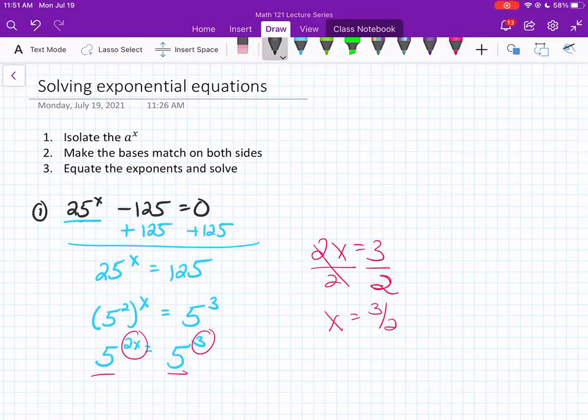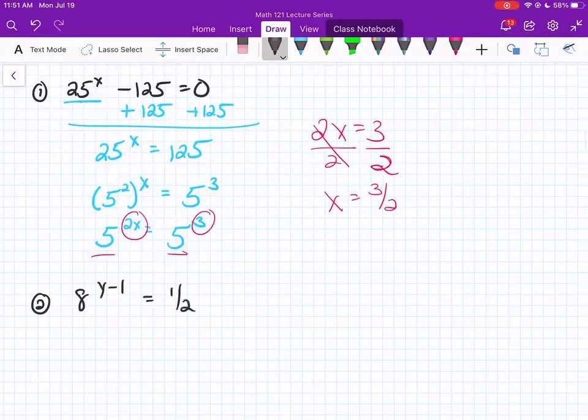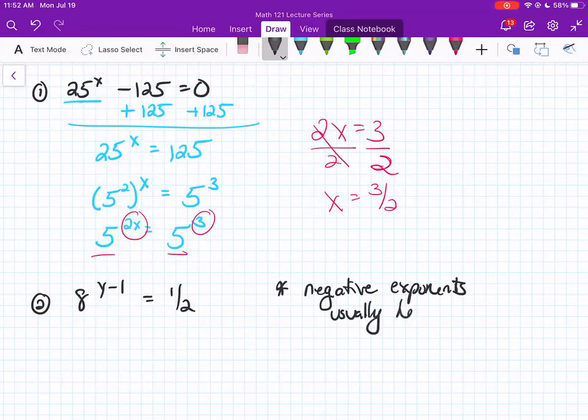As a second example, consider something like 8 to the y minus 1 equals 1/2. As an important note, negative exponents will usually help with fractions. For example, on this one, step 1 to isolate the a to the x term is already done, so I need to equate my bases.